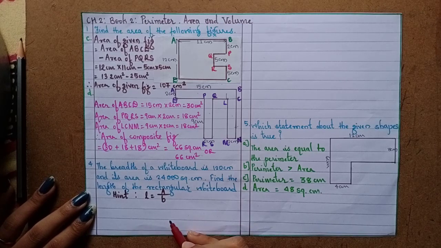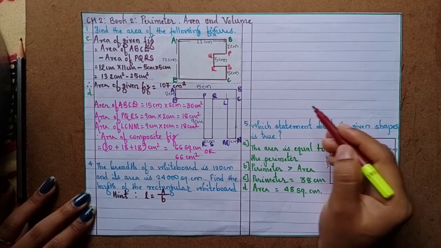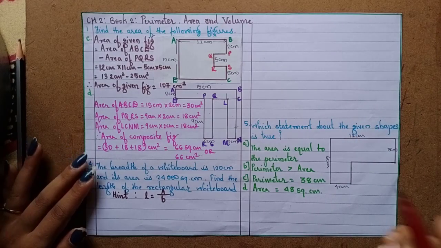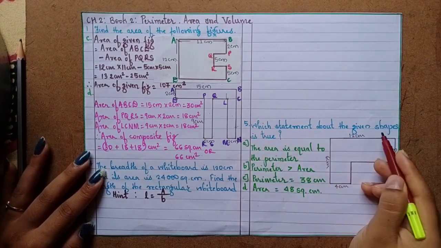Area of the breadth is equal to 24,000 square centimeter. Length of the rectangular whiteboard equals to question mark. Then use this formula, solve it, and write the final statement: therefore, area of rectangular whiteboard is so and so. Similarly, you have to solve which statement about the given shape is true.